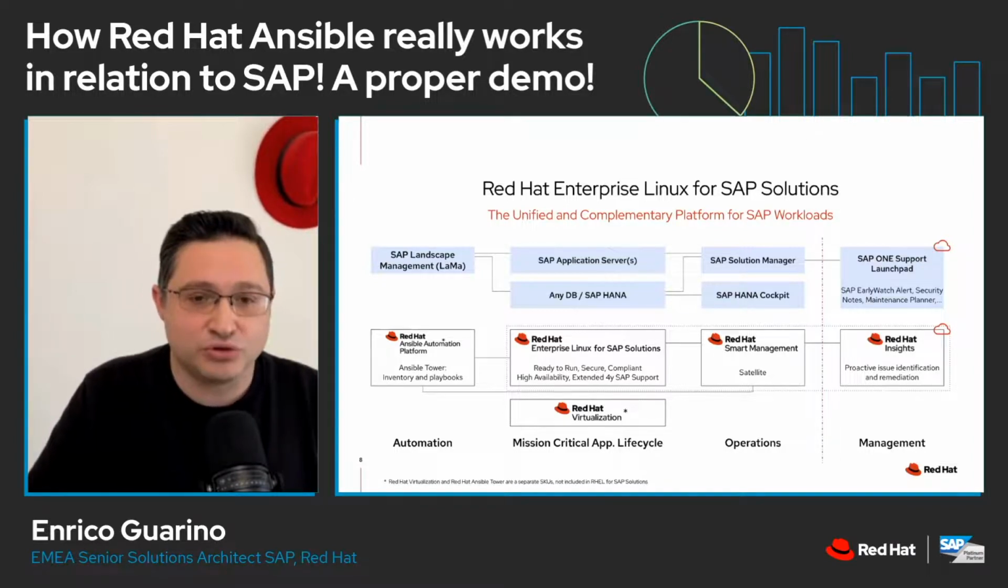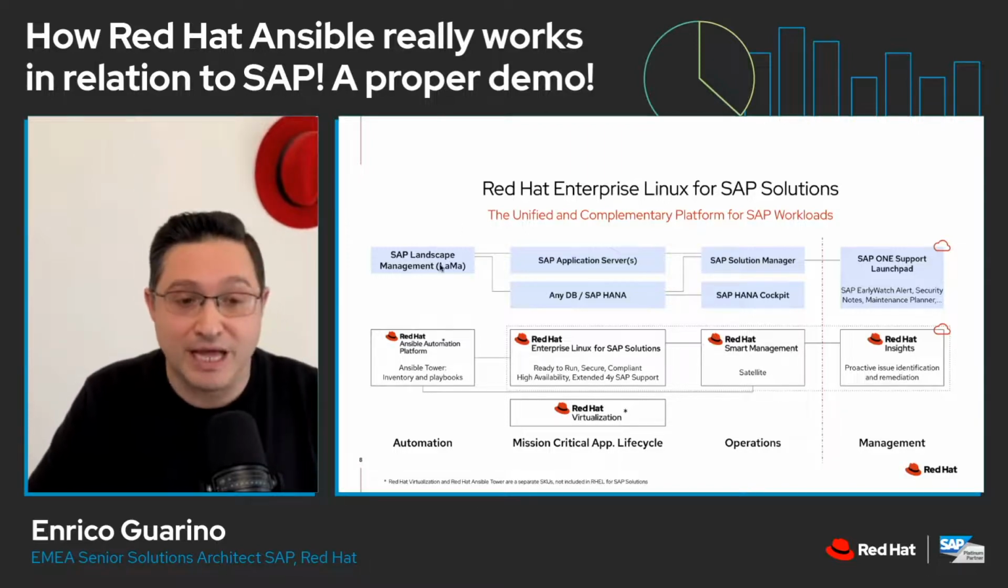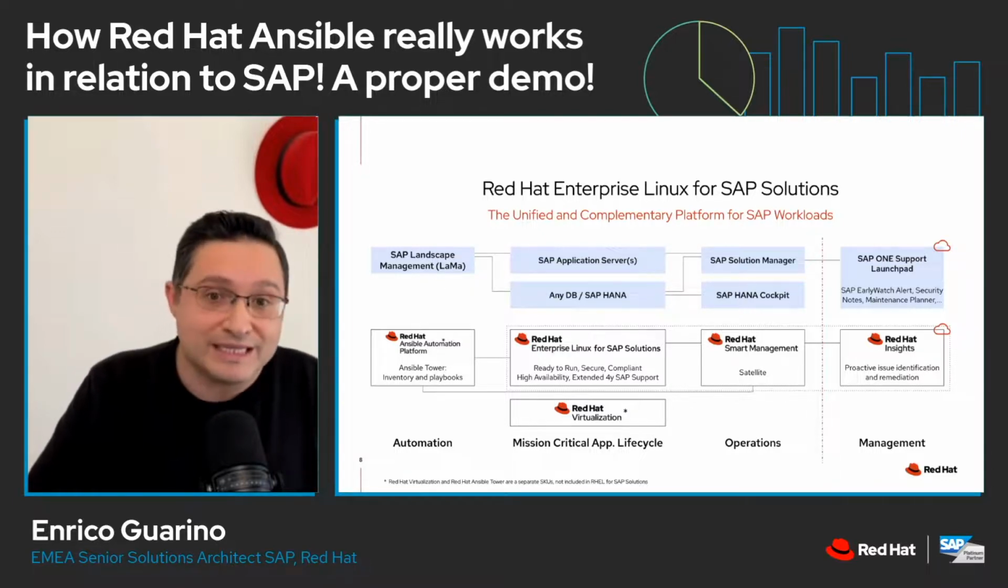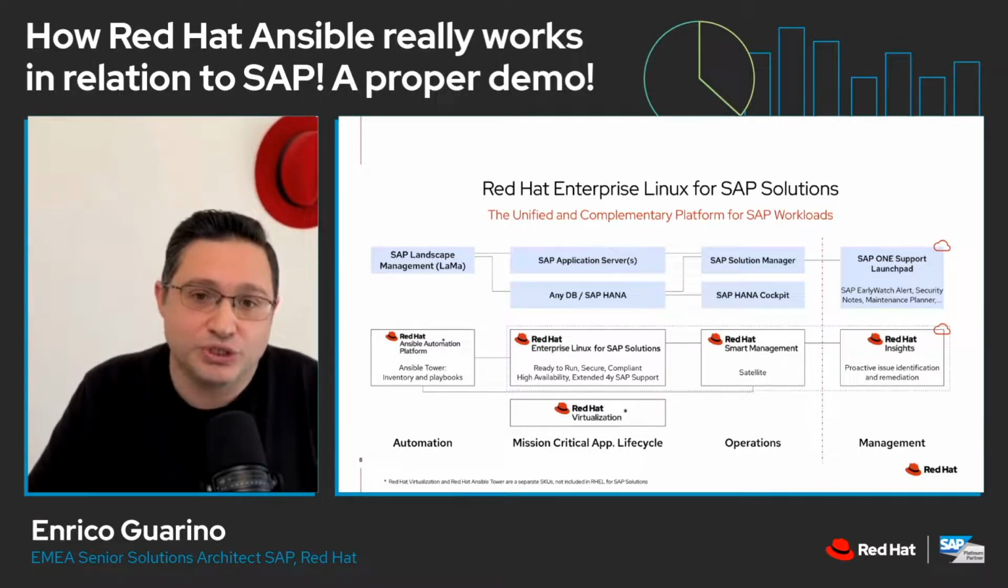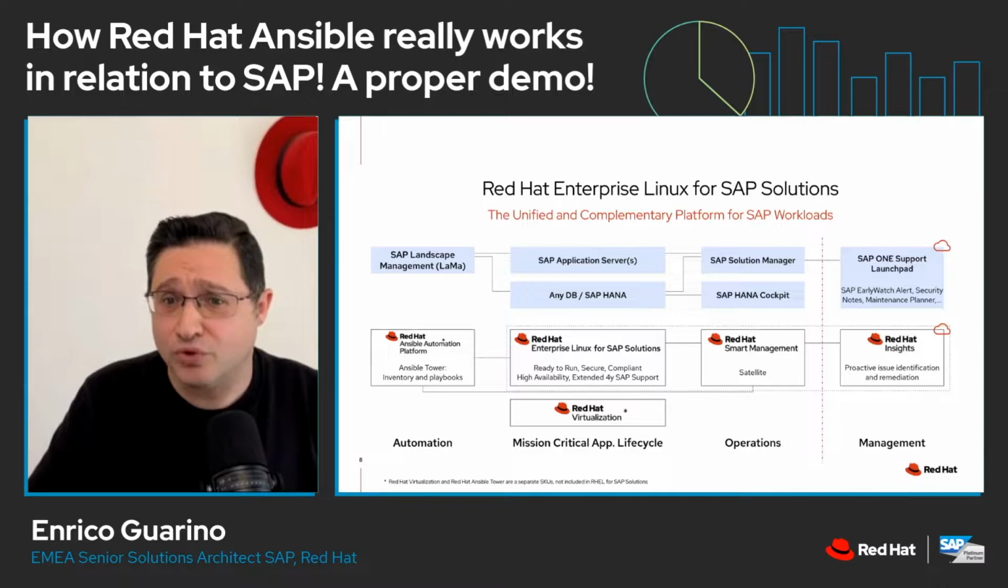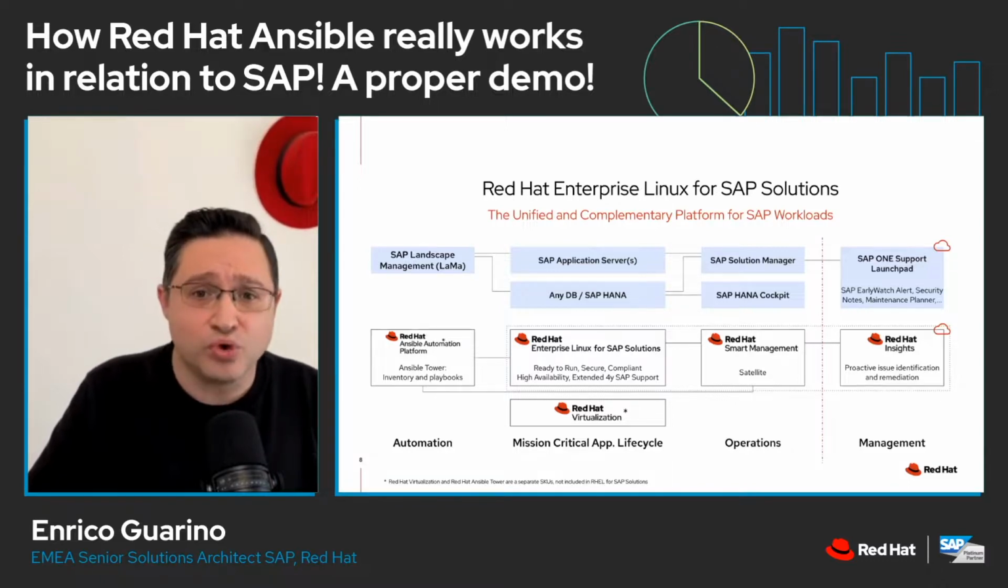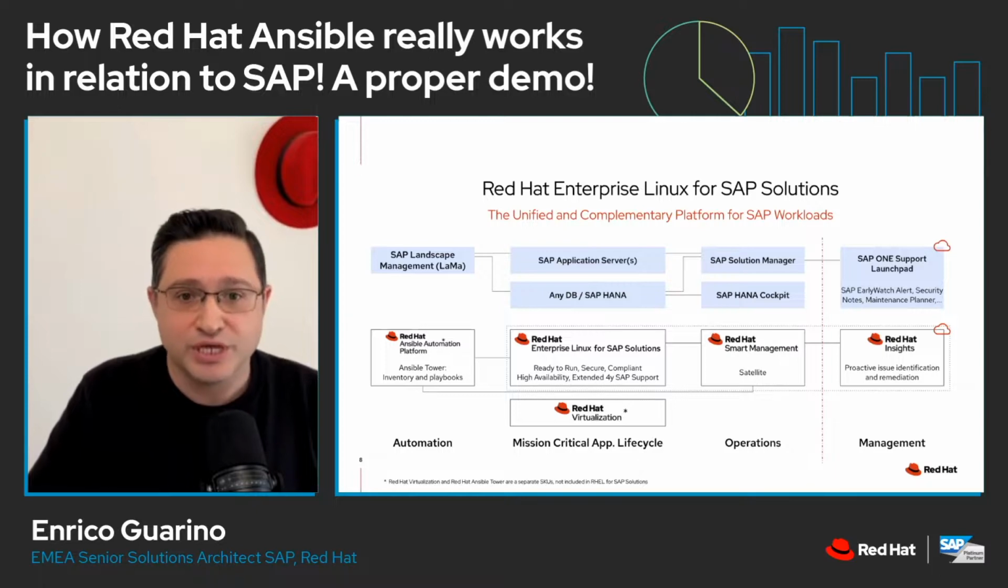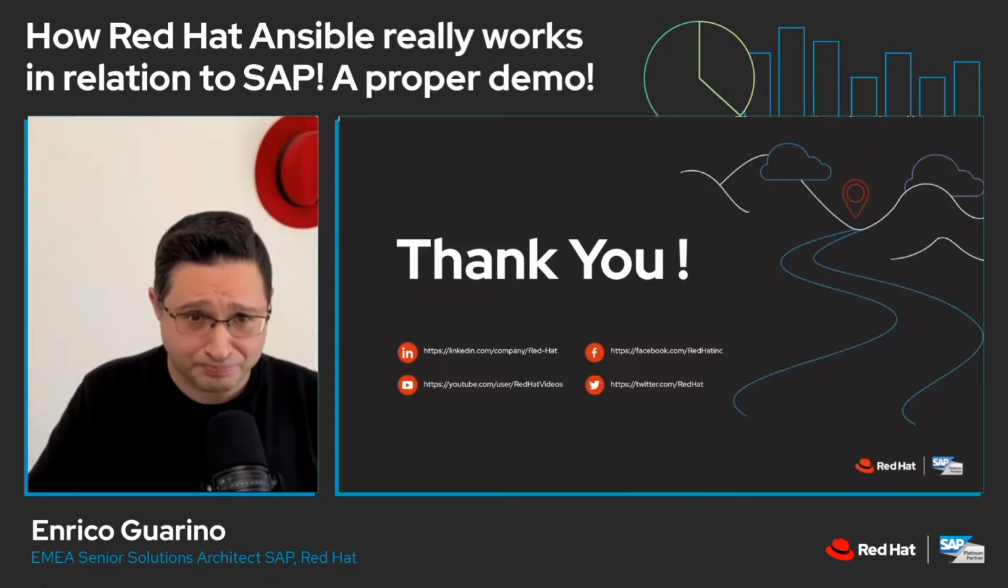And last but not least, regarding the automation, as we have the SAP Landscape Management, the LaMa from SAP, related to automation, we provide Red Hat Ansible Automation Platform, which offers a foundation for building and operating automation across the whole organization. It includes all the tools SAP basis infrastructure administrators need to implement enterprise automation.